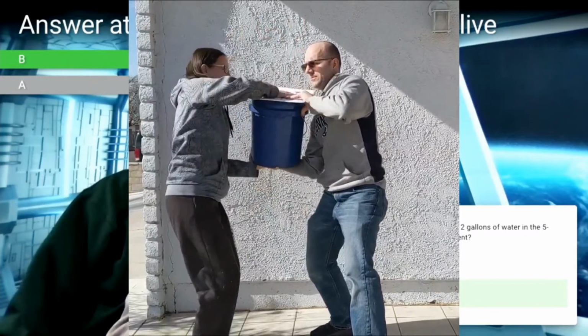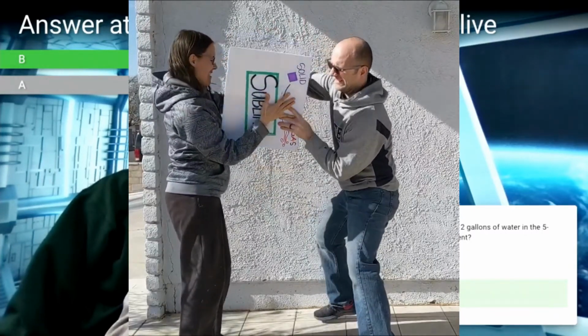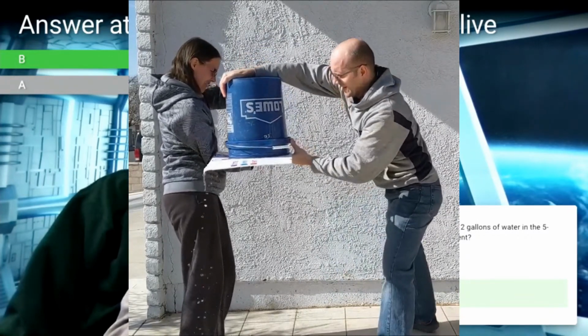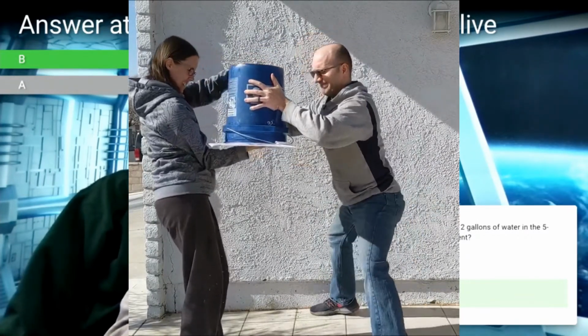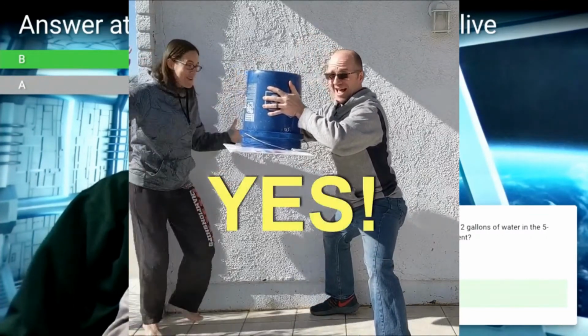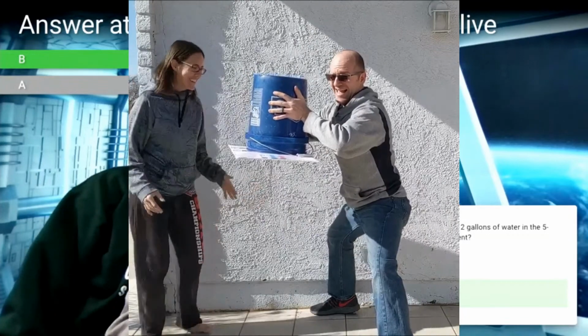Chat was right on this one. 3 gallons. Is 3 gallons going to work? 3 gallons is getting pretty heavy. You see a little bit of the water spilled out, but we've still got enough water there that's not easy for Math Dad to hold. What? 3 gallons? Oh my goodness, it worked. I couldn't believe it.